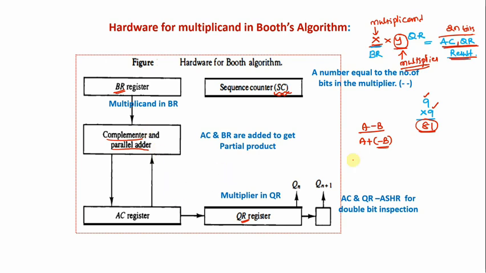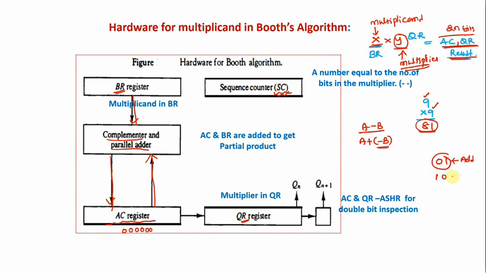And what is recommended: whenever 0 1 is there, we have to perform addition of the multiplicand with the partial product. And AC is to store the partial product. Initially, the partial product is all zeros. Suppose if I am taking a 6-bit number, 6 zeros are required. If it is an 8-bit number, 8 zeros are required. And 0 1 means it requires addition. Addition means the multiplicand is added with the partial product, and the result is stored in the AC register.